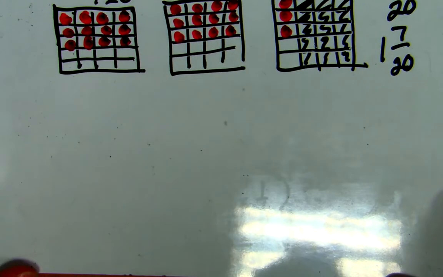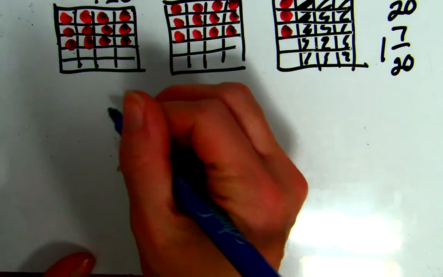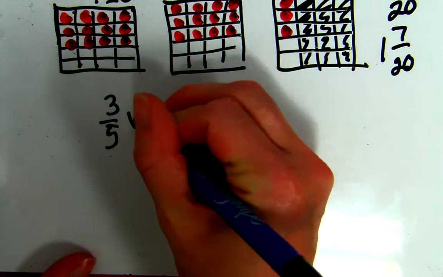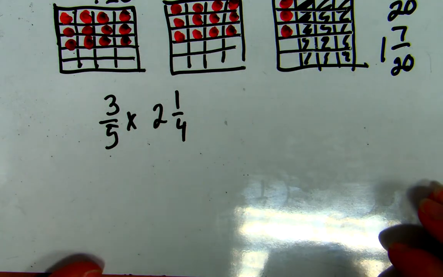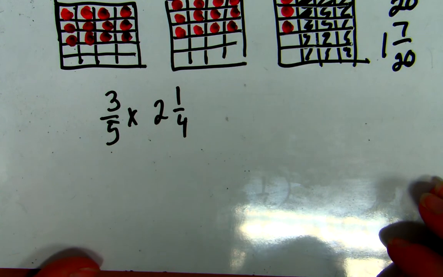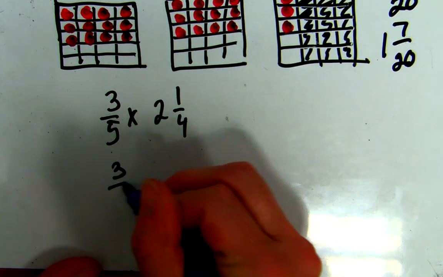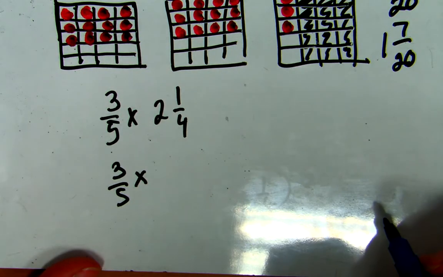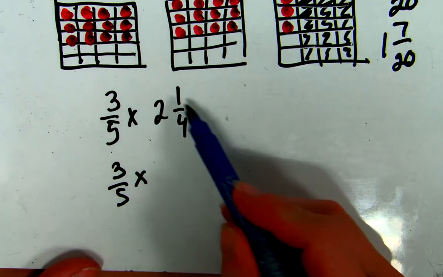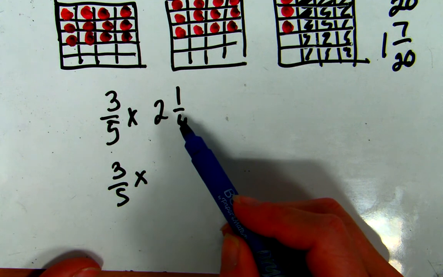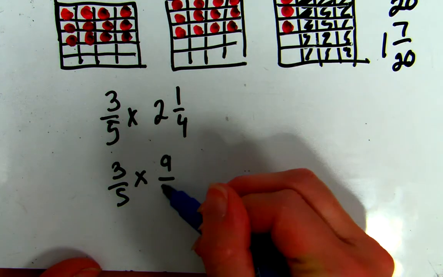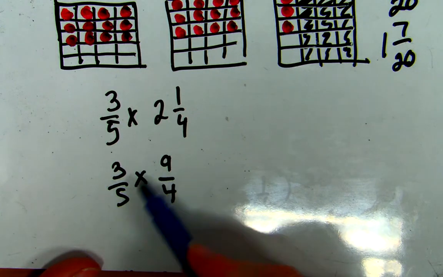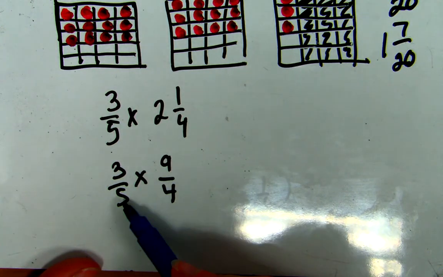So what about mathematically? What if I want to do this without the model? Well, we have 3/5 times 2 1/4. So we need numerators and denominators if we want to use our traditional algorithm for multiplying, which means we need to take our 2 1/4 and change it into an improper fraction. So 2, if we're dealing with fourths, would be 8/4, because 8 divided by 4 is 2, plus another fourth would be 9/4.